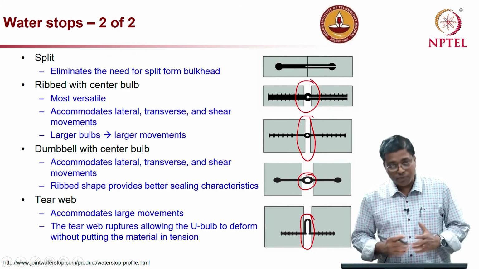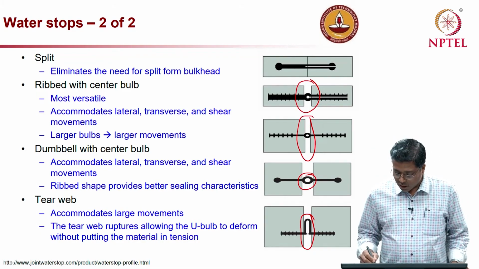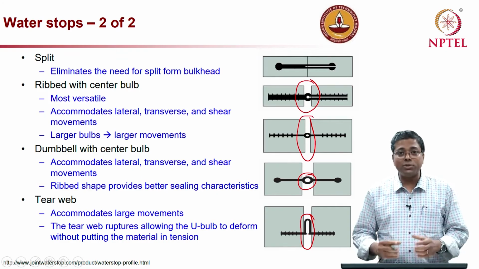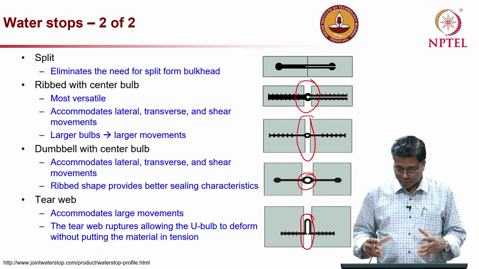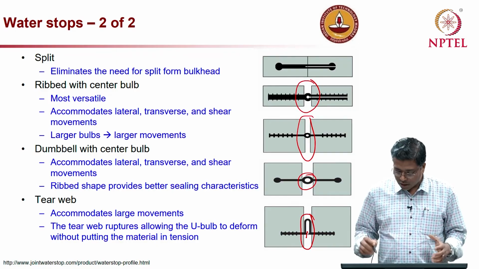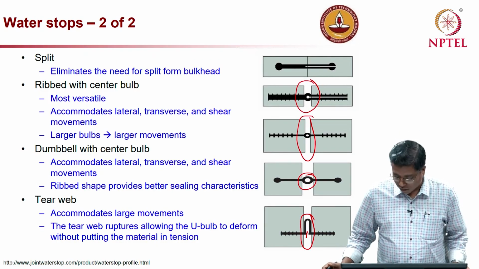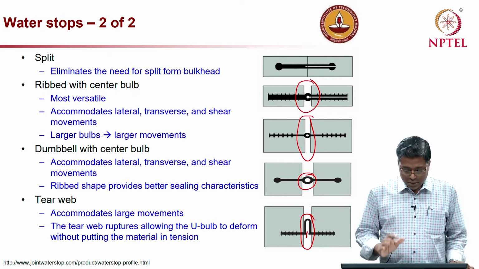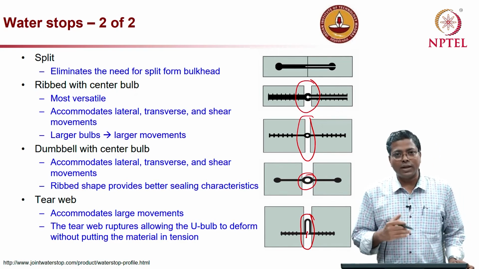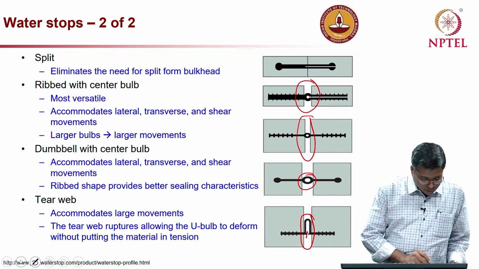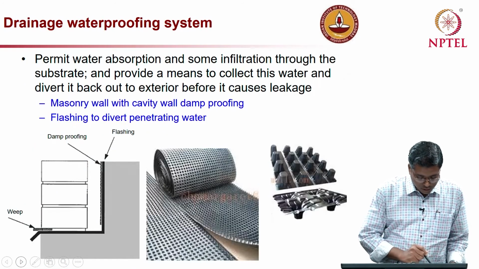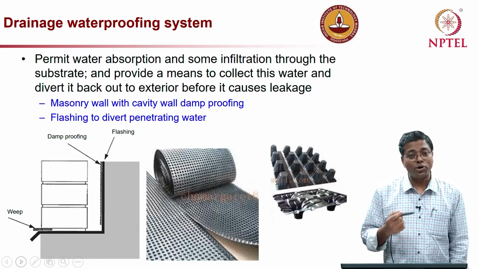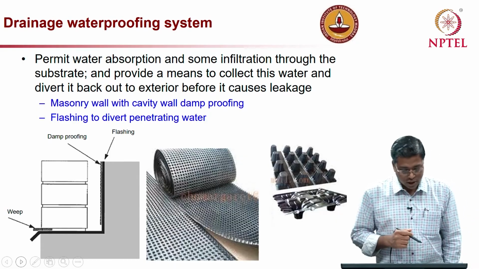So, what happens is, if there is a potential large movement, the larger the bulb size, it allows more movement. So, here this will just tear, and that will give really good protection against the entry of water. So, these kinds of water stops are very good, and can be used for new construction.